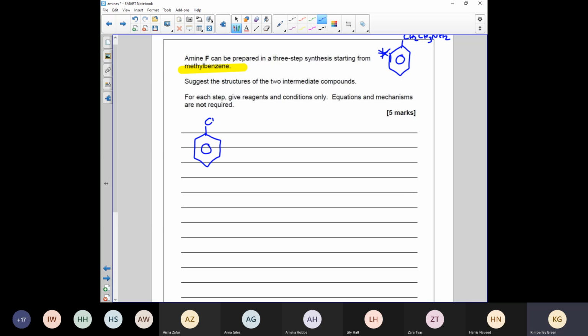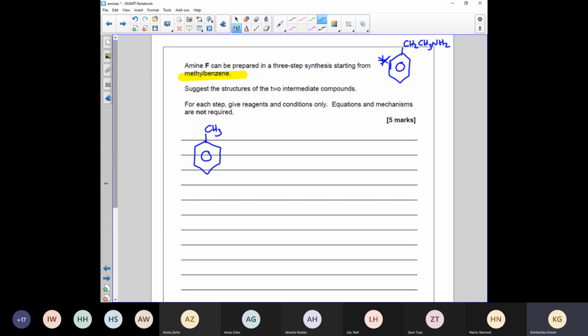Which is a benzene ring with a methyl group on. Nice. Right. With these, I now have to look at the difference between this thing and this thing. What's the difference between the two? So we've got an extra carbon in there and we've got an amine group. So there's a few things happening in there.